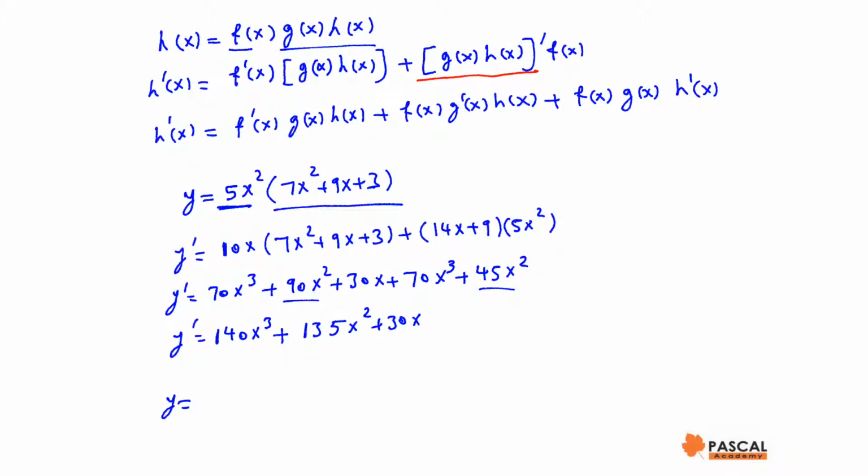We can find the derivative of the given function by multiplying the two functions, 35x^4 plus 45x^3 plus 15x^2. The derivative of the first term is 4 times 35, which is 140x^3. 3 times 45 is 135x^2, plus 30x.